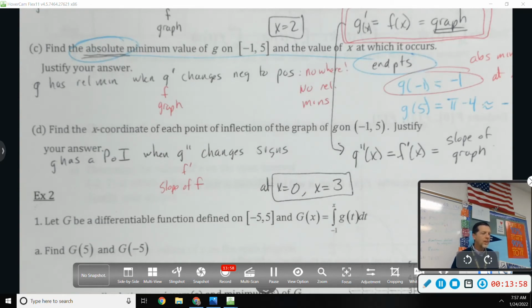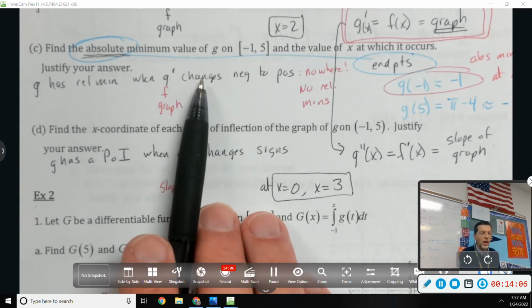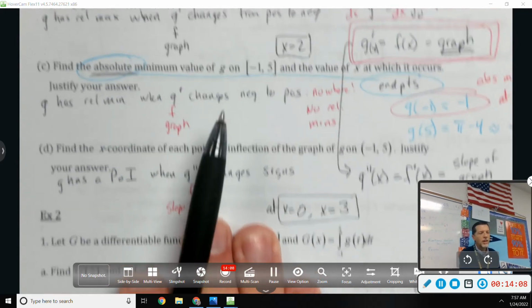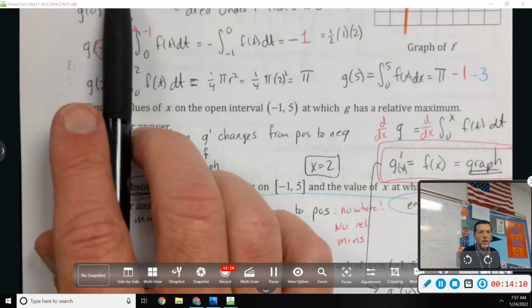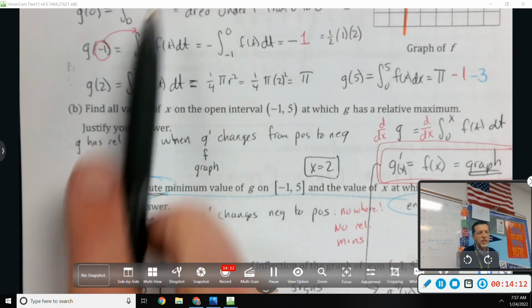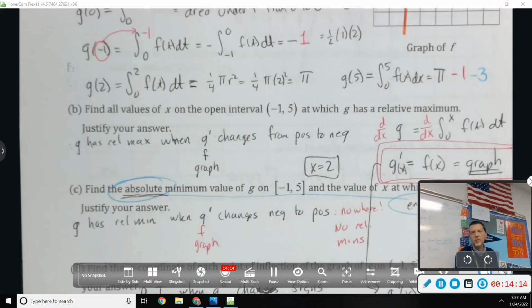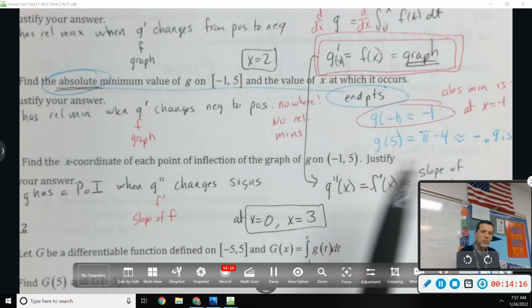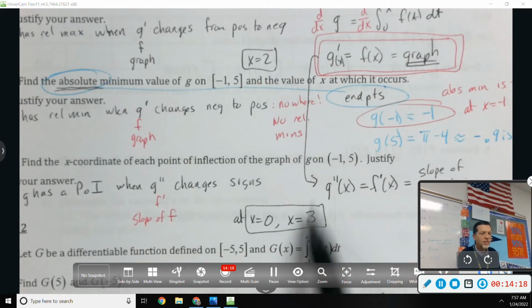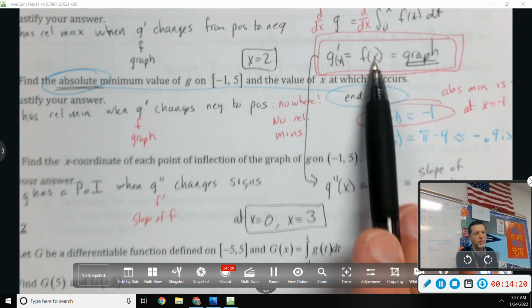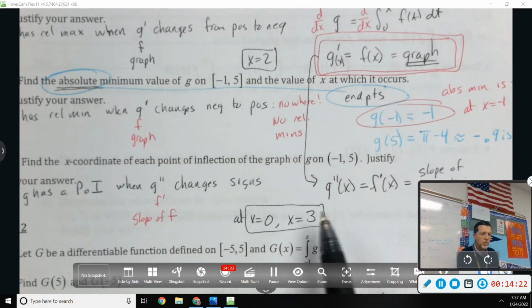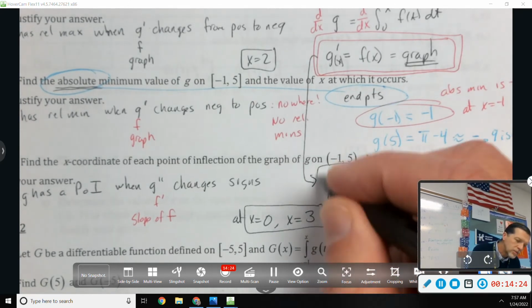So yes, this is a combination of two things that we've already done. One goes way back. Hopefully you remember it well enough. It seemed like you did. And the other is more recent. What we did Friday was the derivative of an integral gets you back to the original. But show those steps. If you'll show those steps, it makes this a lot easier. Write out G prime equals f equals graph. G double prime equals f prime equals slope of f.